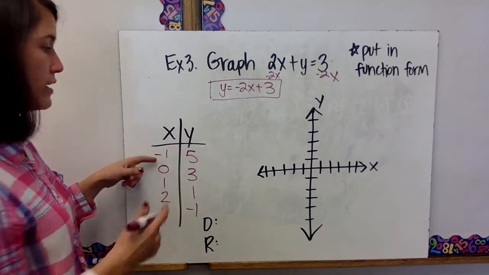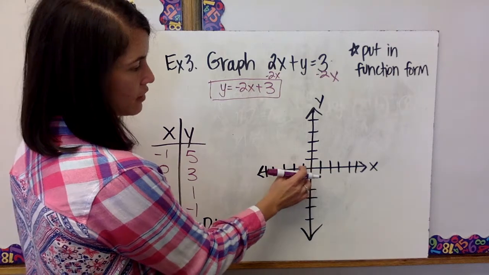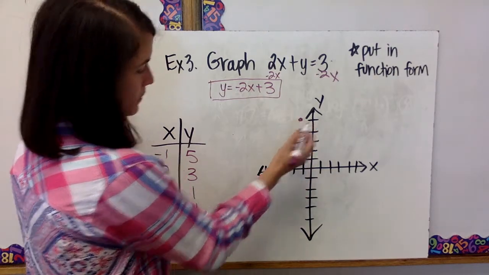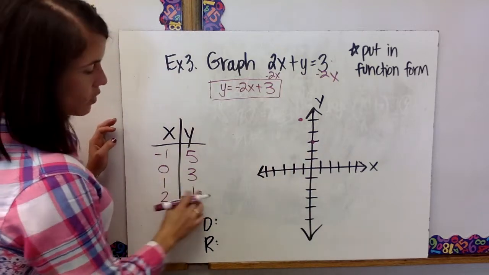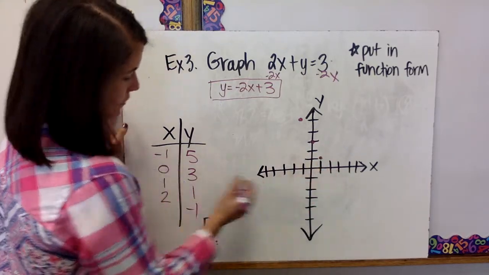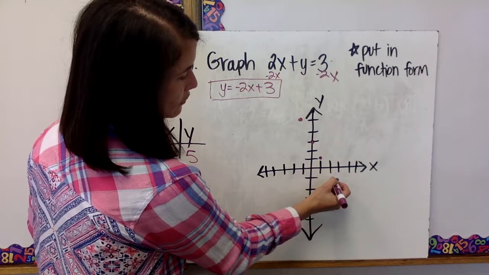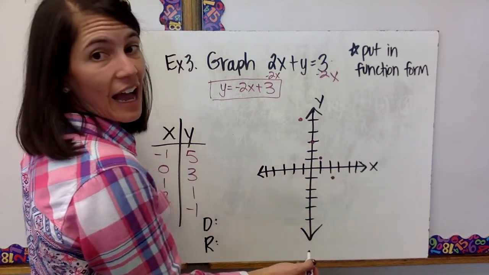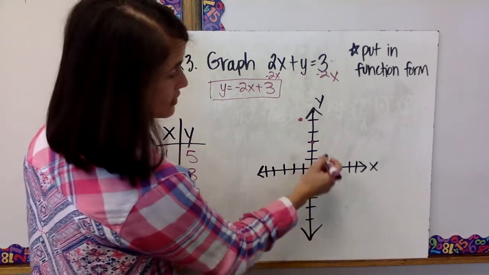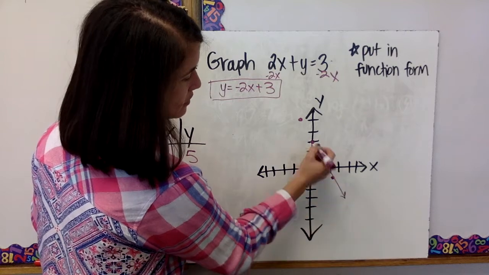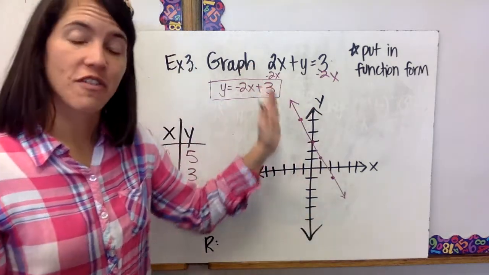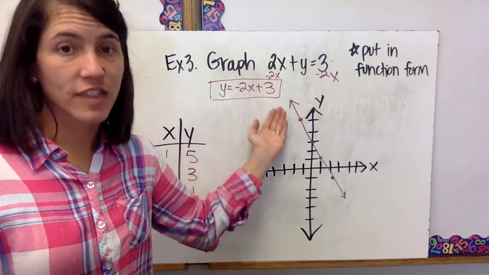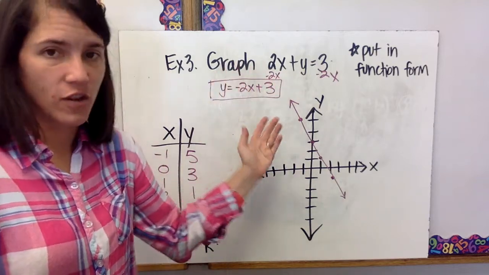So my line is going to look a little different. I plot my points. Negative 1, 5. 0, 3. 1, 1. And 2, negative 1. I have plotted points, and so now I can connect them. And don't forget to include your arrows. So that is the graph of this equation. I have graphed an equation.